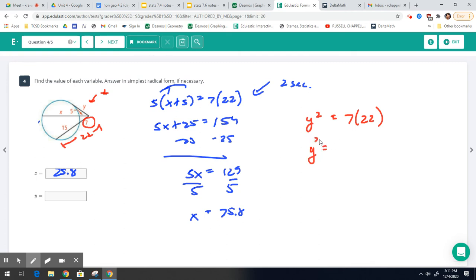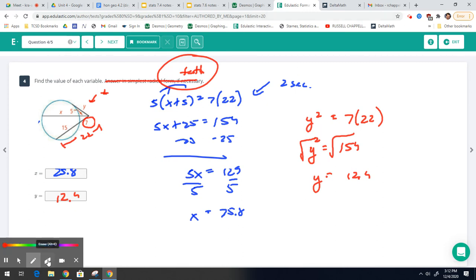Y squared equals 154, and we'll take the square root, and y equals, and this says simplest radical form. I'm going to ignore that. I think I changed this to nearest 10th. Okay, so when we do that, square root of 154, 12.4 is what I get, and that'll be fine. 12.4. Okay, so again, just follow the directions, but this should say nearest 10th.